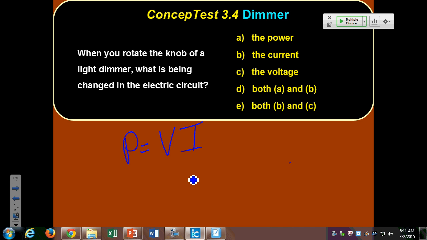There's actually another thing that you're changing. What is that? This is actually what you're physically changing, which results in the resistance, right? So you're actually changing the resistance. You have a variable resistor inside of that switch, and when you change the resistance, then that changes the current, which then changes the power, which affects what you see. The power changes, which affects the brightness of the bulb.